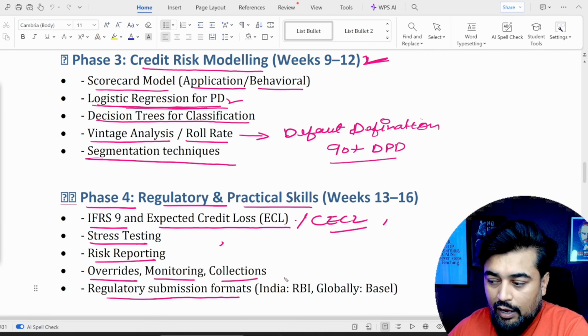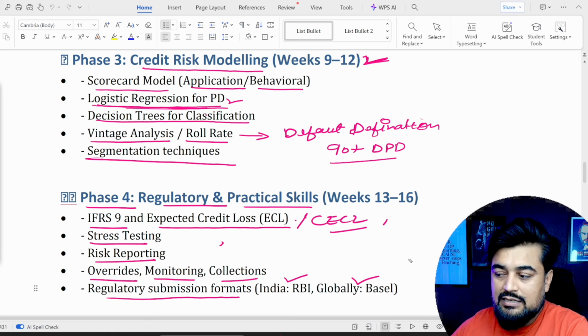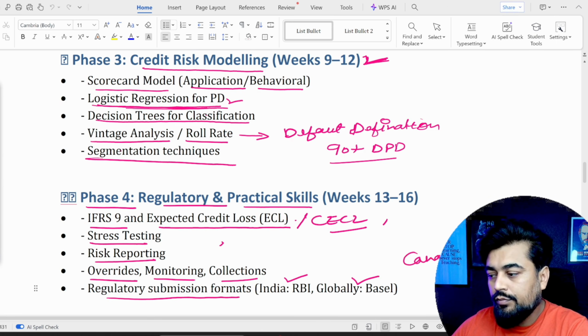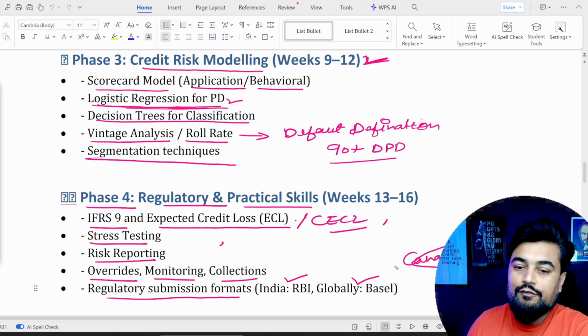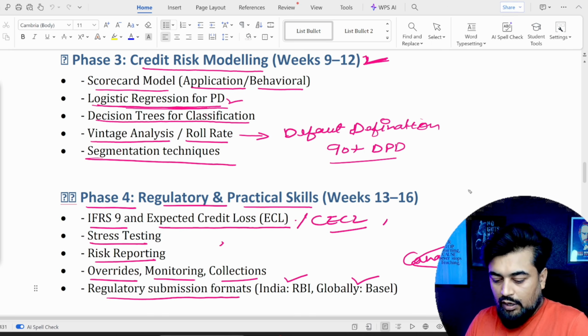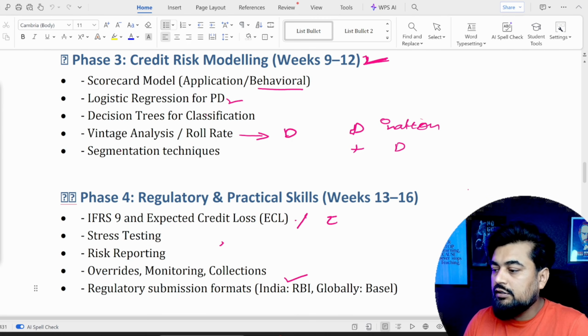Like in India you have RBI, globally you have Basel, in Canada you have OSFI. So all of them are governing bodies in different countries. Okay, so you should understand that. That is very important. Now let's talk about the further steps.